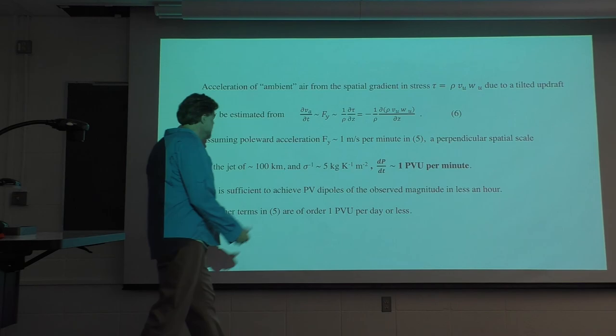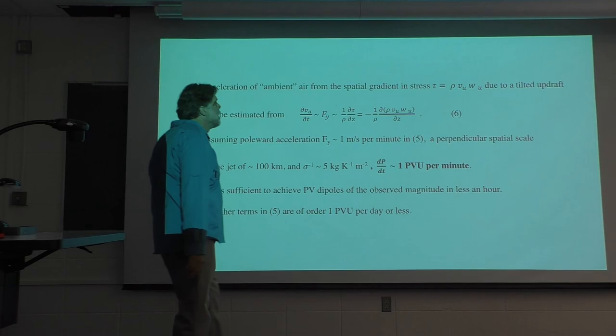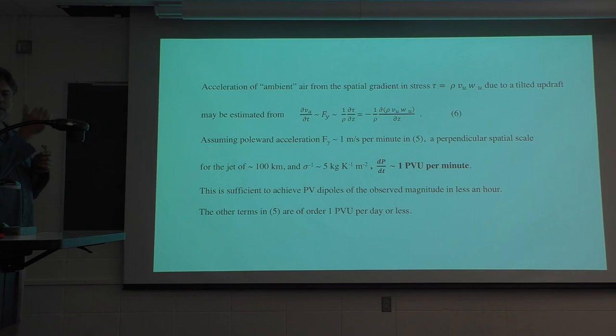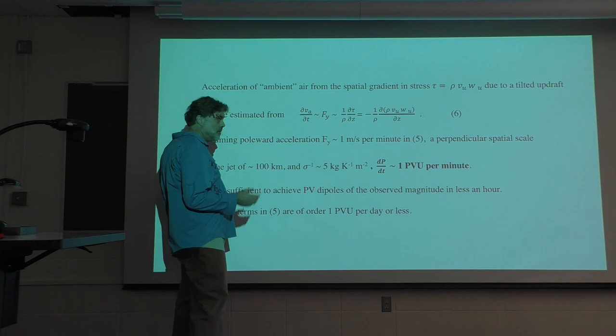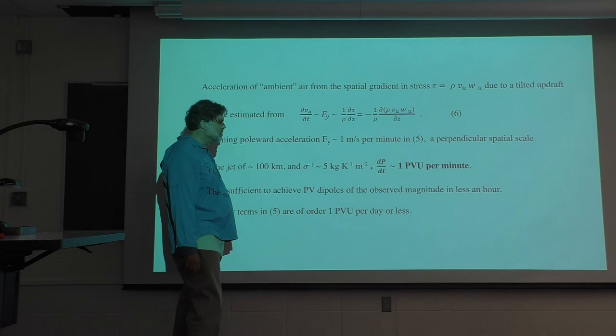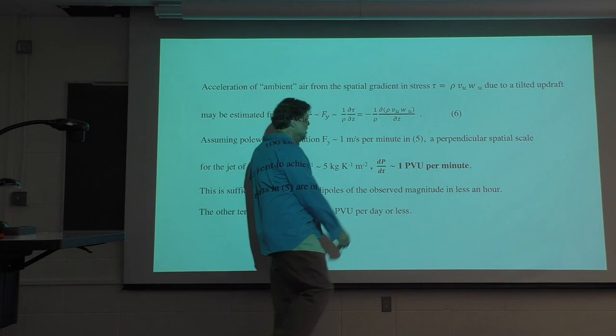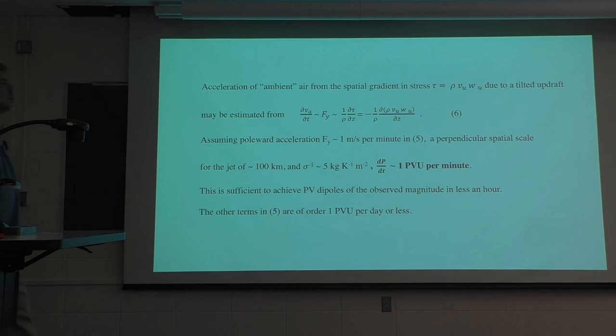Well, if we want Fy to be 1 meter per second per minute, which is what you get from d by dz of 80 meters squared per second squared over 5 kilometers, that's exactly what you get. And you put it into the first term on the right-hand side of the equation, with a spatial variation of the jet of 100 kilometers, which is overestimating the size of an updraft, then you do get PV increasing at 1 PVU per minute, which is quite adequate for creating these observed structures.